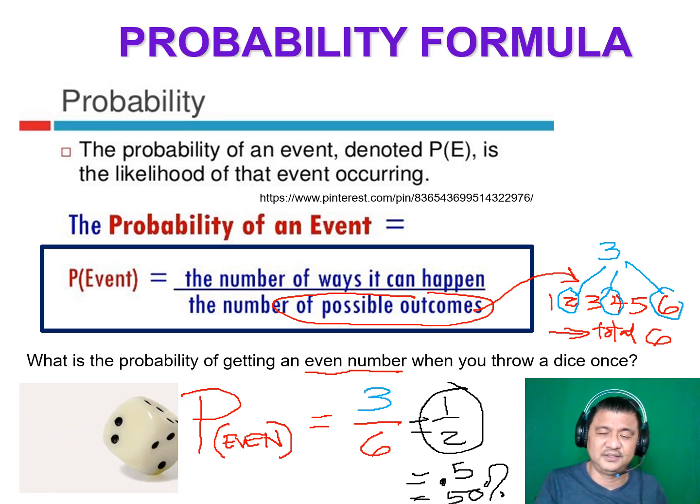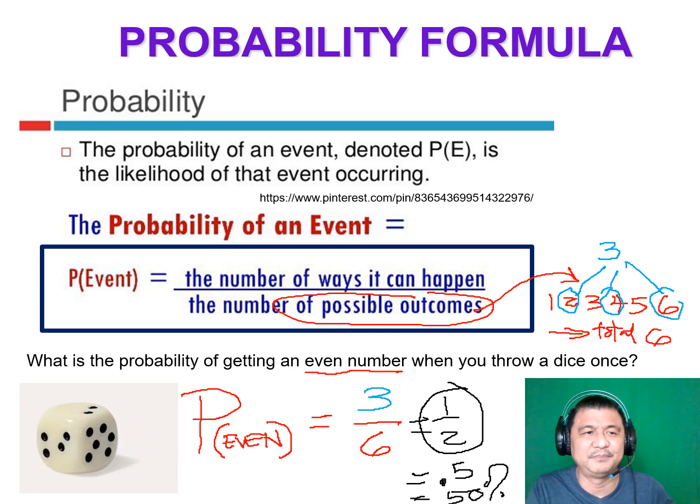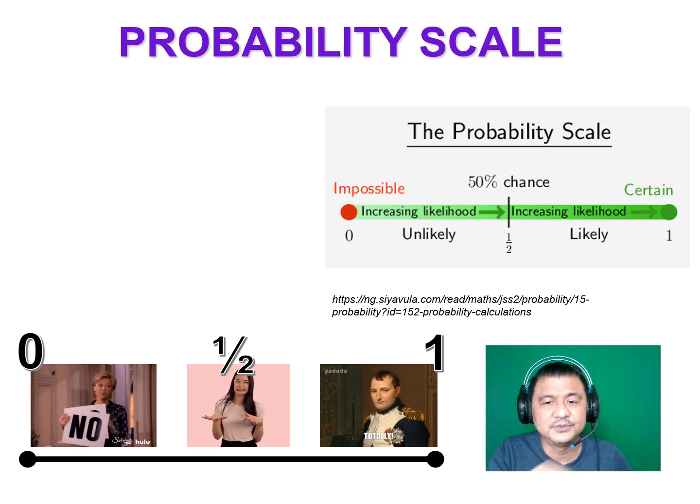It's in the middle, right? Okay, half and half. So that's the probability. Got it? Next, we have to look at the probability scale. What is a probability?